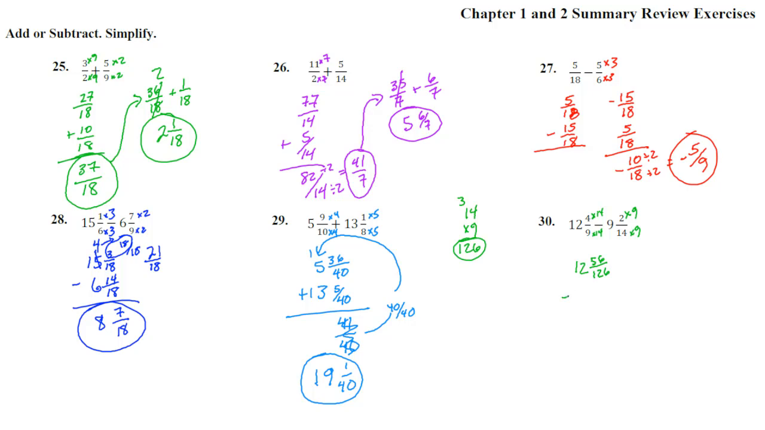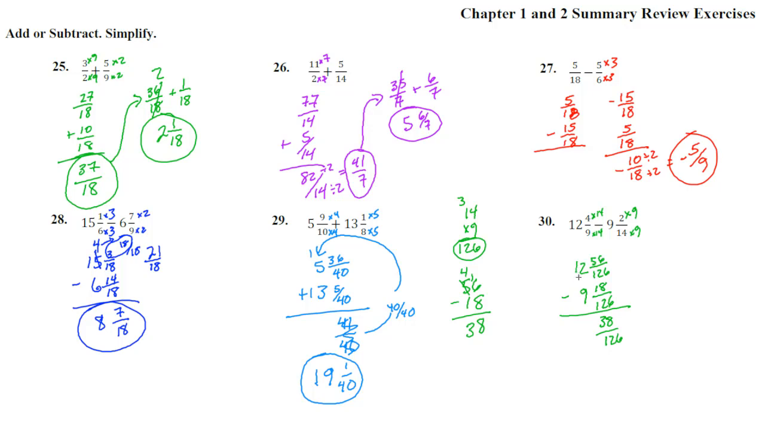56 over 126. Minus 9 and 18 over 126. Oh my goodness. 56 minus 18, I'm going to have to do that over here. Borrow. 6 minus 8 is too small, so we borrow, get 16 minus 8 is 8. 4 minus 1 is 3. That's 38 over 126. Wow. Okay.